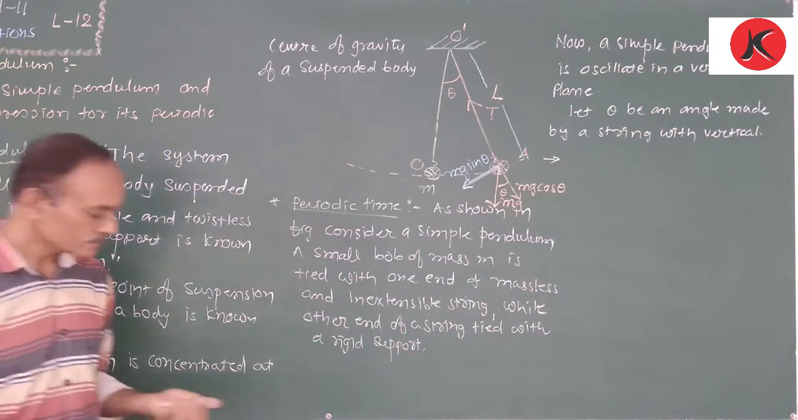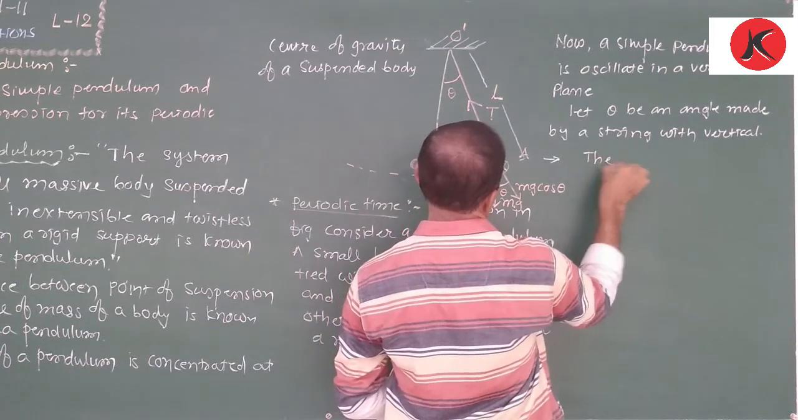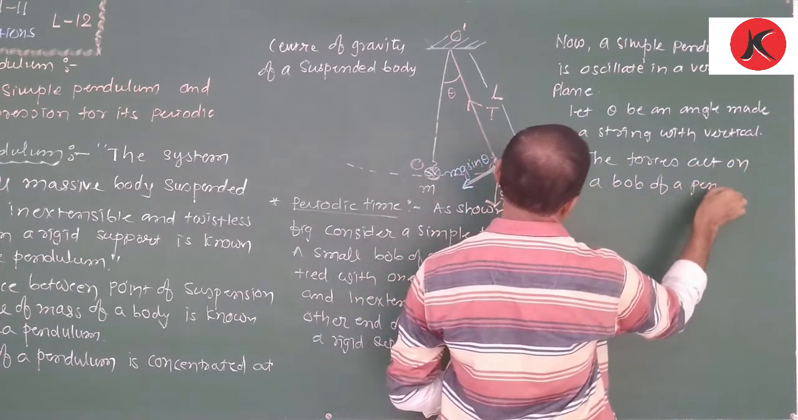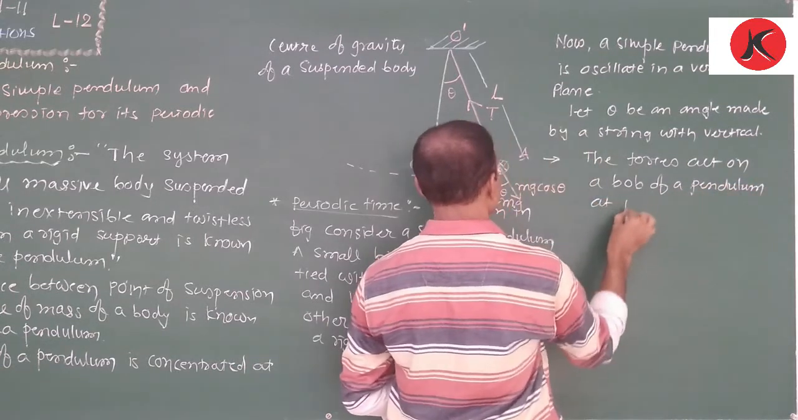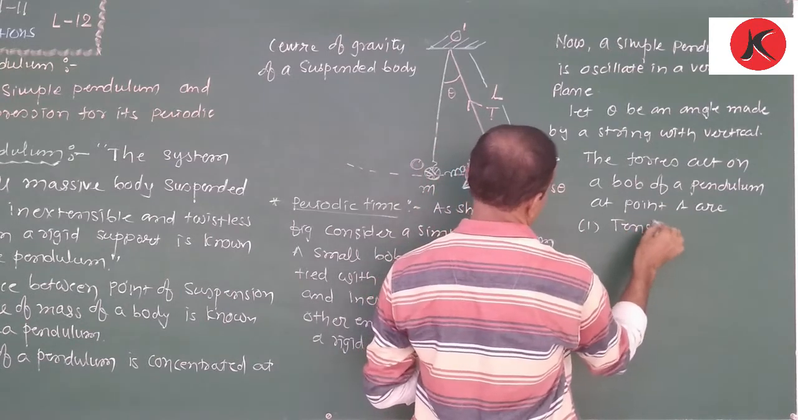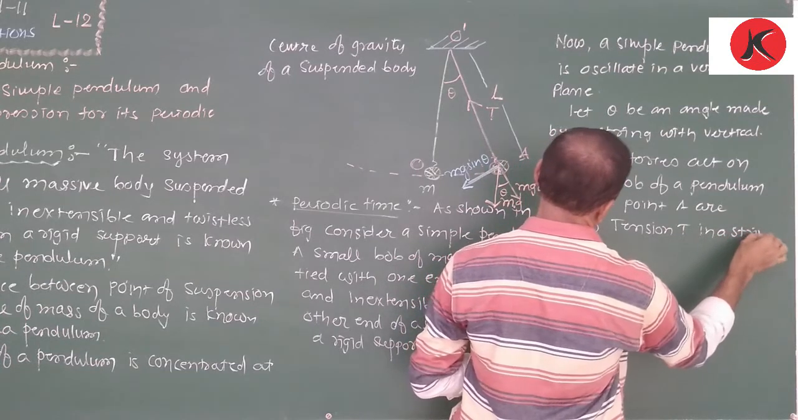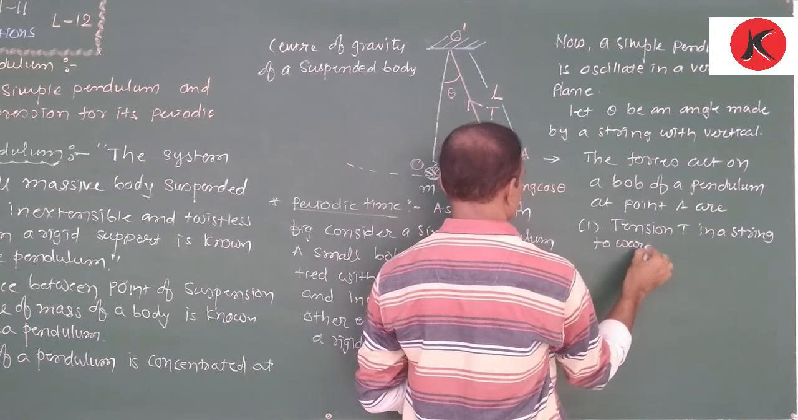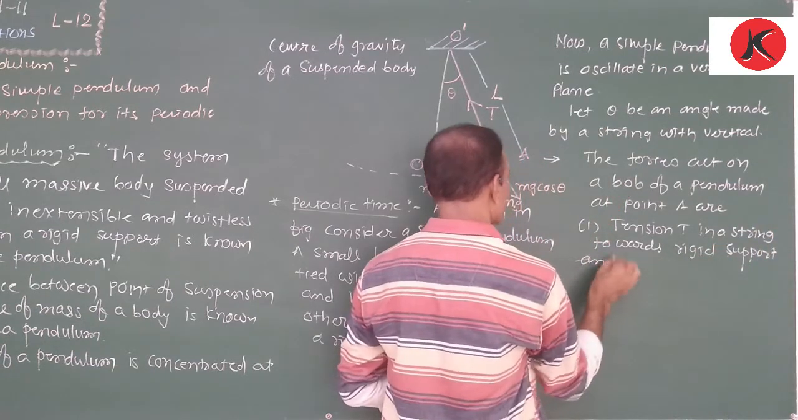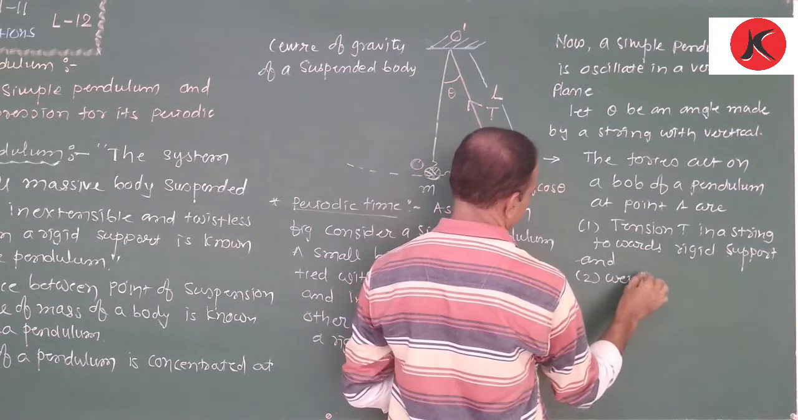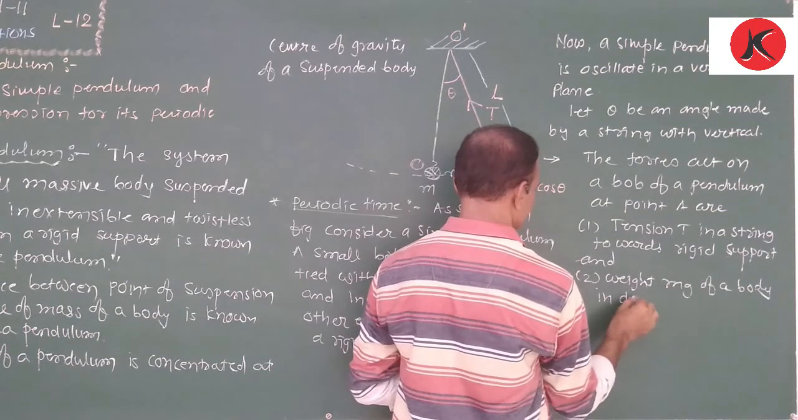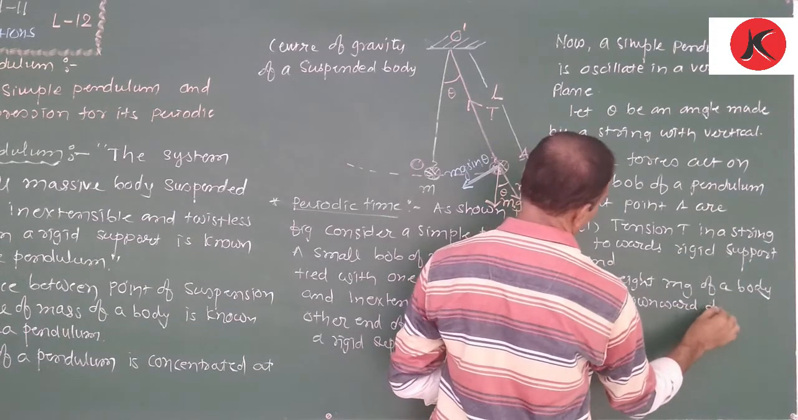mg sin. Now the forces act on a bob of a pendulum at point A are first tension in a string towards a Z support, and second weight mg of a body in downward direction.